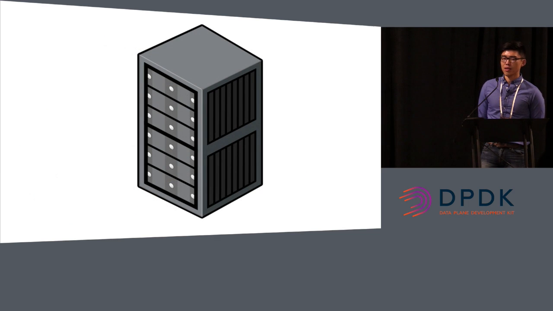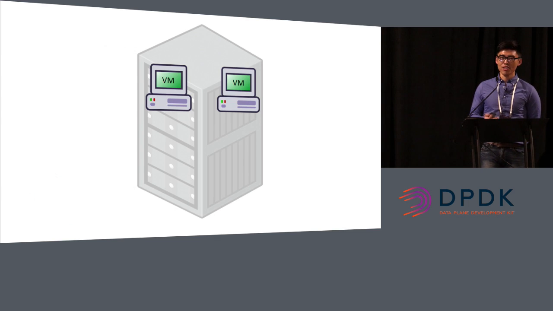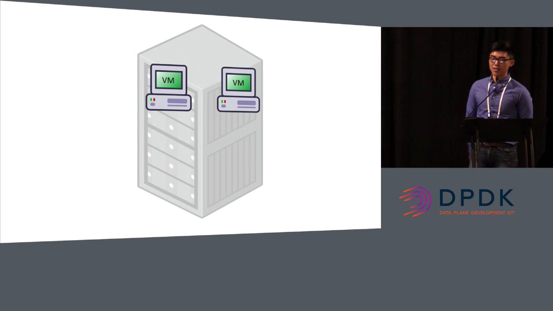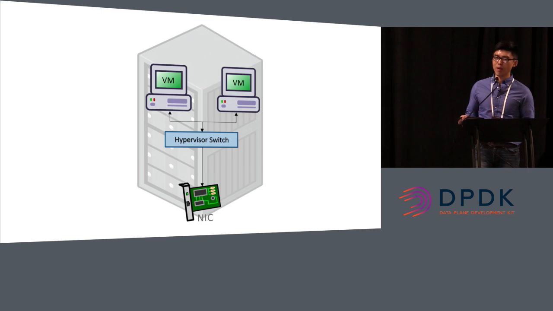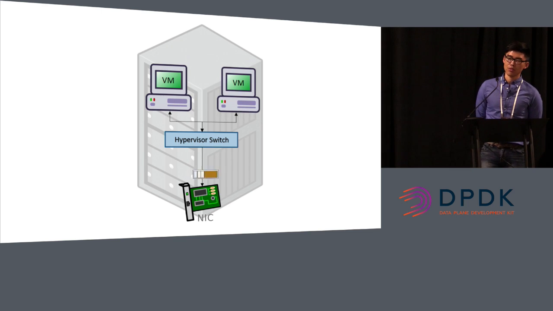However, let's look at current modern-day virtualized data centers. In a modern-day data center, there are VMs, there's a hypervisor managing the VMs, and also there's a hypervisor switch. Just a brief background on what a hypervisor switch is: they basically move packets between VMs and also from VMs to the outside world. So as you can see, here we have 3 virtual ports and 1 physical port.